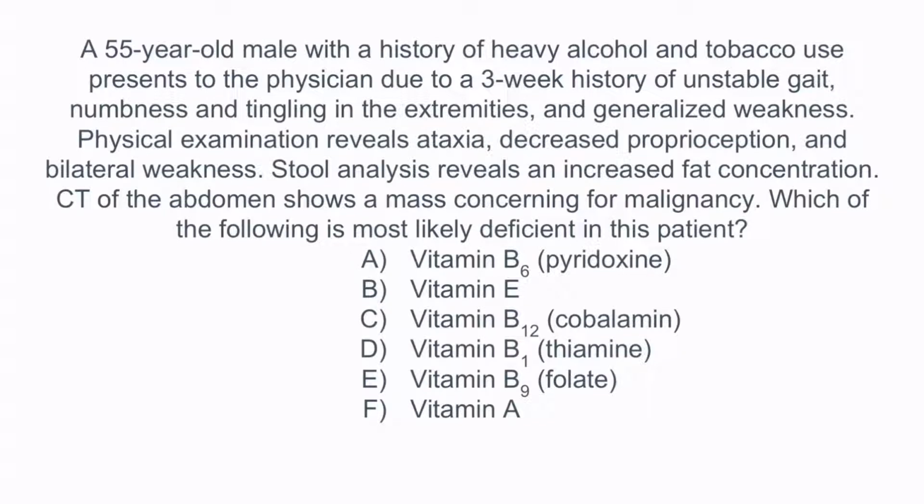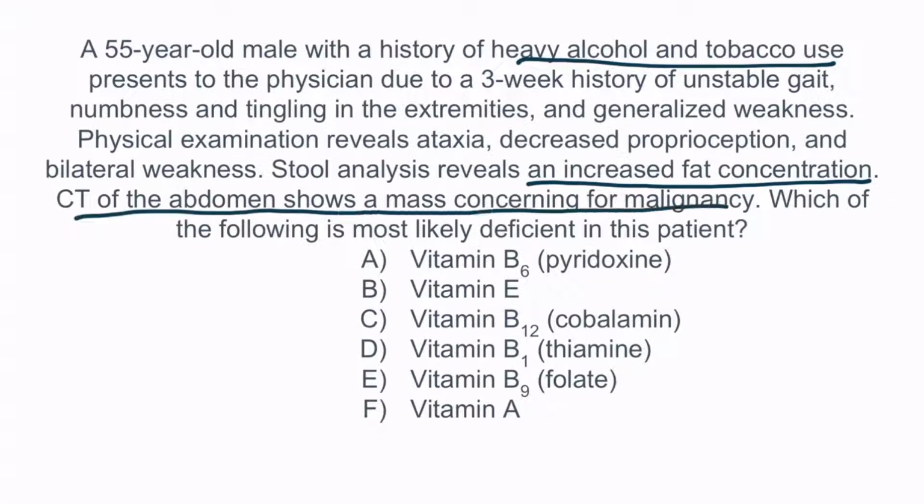Hopefully from the question stem, you notice that this patient has a history of heavy alcohol and tobacco use. Later in the question stem, we're told that a stool analysis reveals an increased fat concentration. We're also told that a CT of the abdomen shows a mass concerning for malignancy. These components of the question stem should make you think of pancreatic failure, resulting in fat malabsorption. Alcohol and tobacco use are risk factors for pancreatic cancer, and pancreatic cancer is a potential cause of fat malabsorption. From the available answer choices, you can see that only vitamins E and A are fat soluble. The rest are B vitamins, which are water soluble.